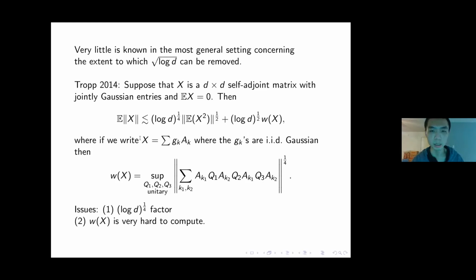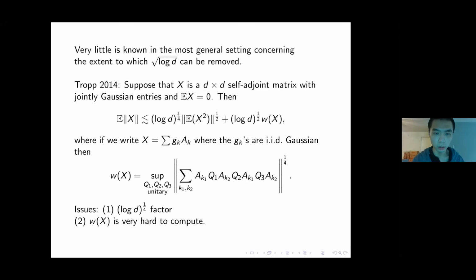So the assumption is that X has jointly Gaussian entries. So we can write X as a sum of g_k times A_k, where the A_k are deterministic matrices, and then W_X is just this thing. There could be multiple ways to write X in this form, but this quantity won't depend on the specific choice of the A_k. If we write it in another way in this form, this W_X will give the same value. So this result is obviously not too satisfactory.